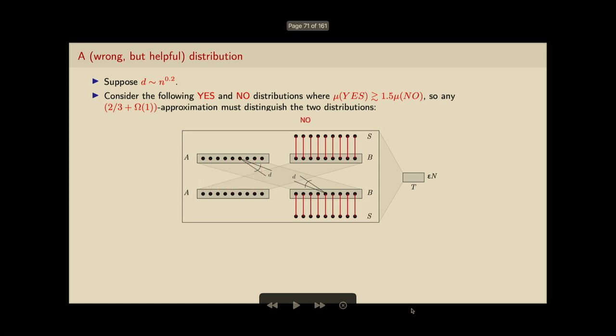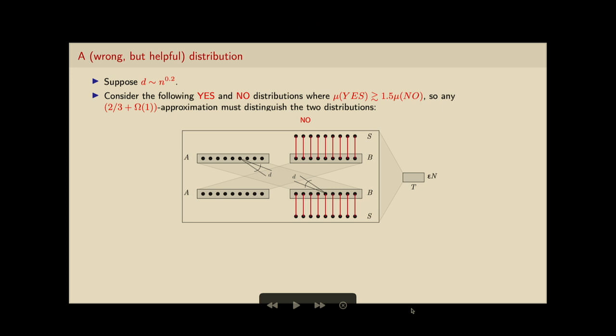OK, so from A vertices to B vertices, there's a D regular graph. And think of these as being of order n to the 0.2. And at the end we're going to prove an ND lower bound. The only difference between the A vertices and the B vertices is that the B vertices are adjacent to the singletons, whereas the A vertices are not. OK. Now, I'm going to give two distributions.